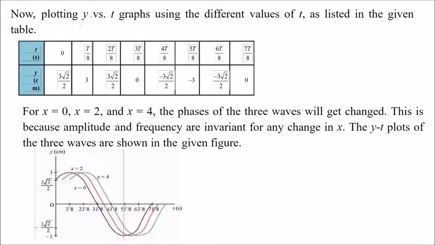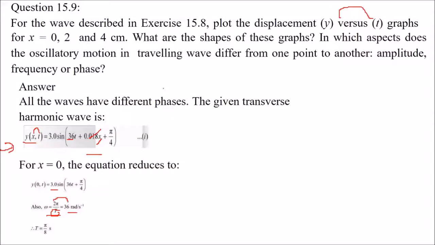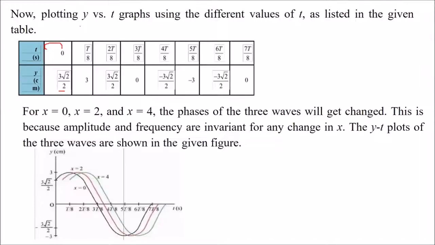So when we plot the y versus t, you have to give different values of t in this equation. So when you put t equal to 0, you get y equal to 3 root 2 by 2. As I said, you just have to put different t values in order to get this y. So when we are putting different t values, we are getting different y.